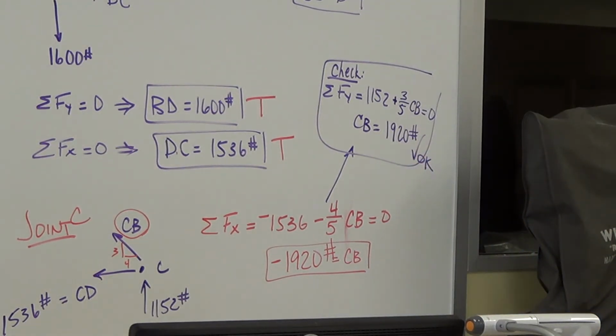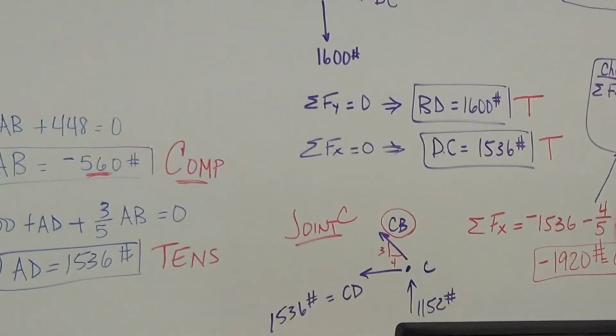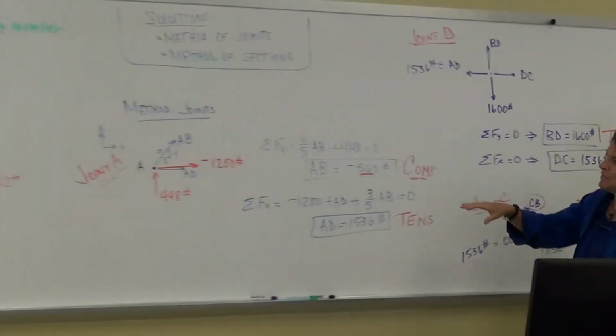We said initially that there are 4 joints, A, B, C, and D, and we only analyzed joint A, joint D, and joint C. But we could go up to joint B if we wanted, and we could do more checks. But right now, we've done all 3 joints, we found all the members, and we were able to do a check. So we're good. So this is the method of joints.